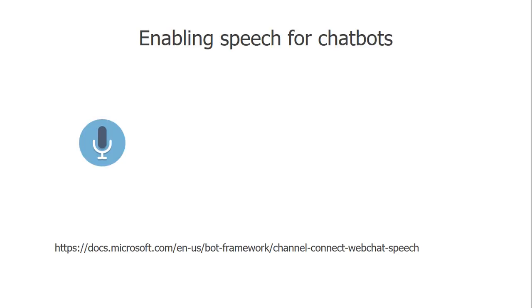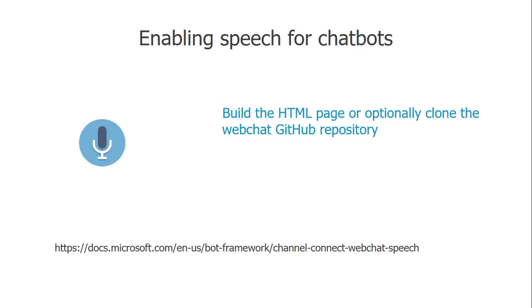Here is a recap of the steps required to enable and test speech with chatbots. You first need to build an HTML page or to clone the entire website control locally. For what I want to show, cloning the website control isn't necessary. You typically do that if you need to change its behavior or if you want to customize its CSS, for instance. For the demo I'll make, using the online version of the website control is okay.